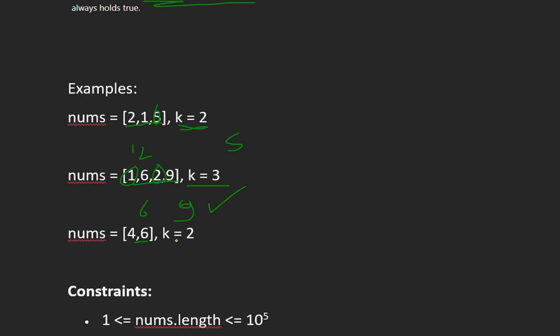Next we have 4 and 6 and k is equal to 2. So 4 times 2 is 8, and 6 is already less than 8. So we don't need to remove anything, right?